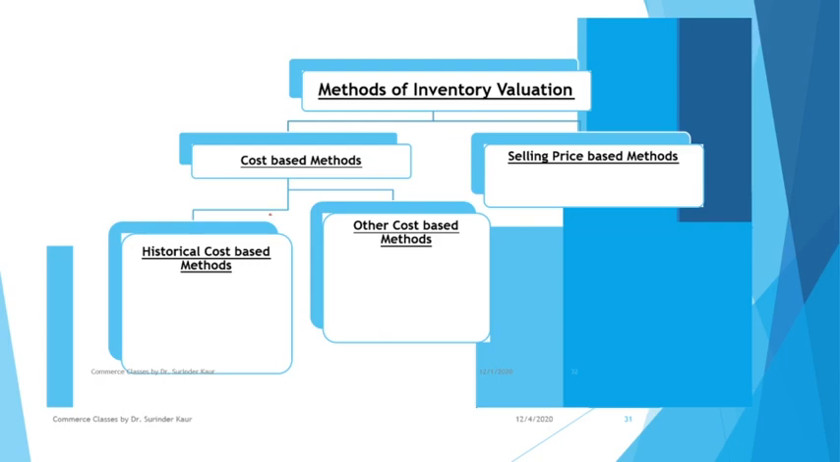In some specific cases, accounting standards guide us to follow these methods. So let us first know the names. Under historical cost based methods, we have four main techniques: specific identification method, FIFO, LIFO, and WAVE method. These are the short forms. FIFO is first in, first out, LIFO is last in, first out, and WAVE is weighted average method.